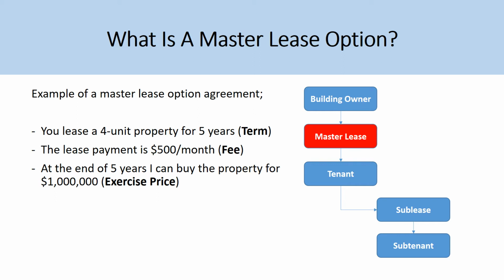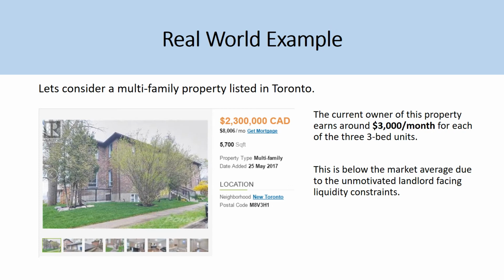And then at the end of the 5 years, your option side of the master lease option agreement is that you can exercise your right to purchase this property for $1 million, even if it's worth $7 million on the market 5 years from now. That's your exercise price, and that's what you can purchase that property at. So that's really what the agreement is. Now let's look at a real world example.